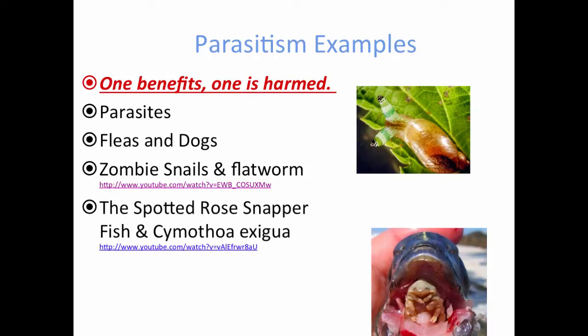And there we are. The spotted rose snapper. Notice how it puts its body in the place of the tongue and then will eat the fish's food. So here's another video.